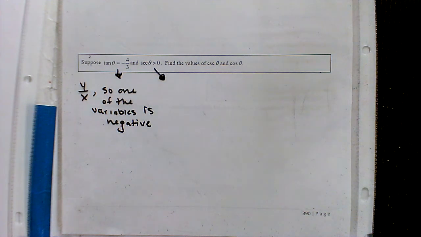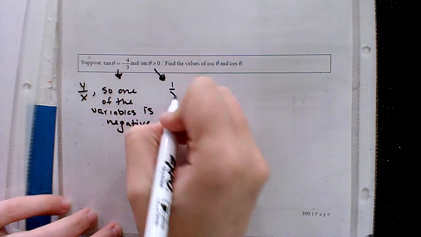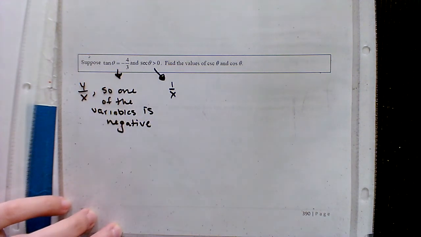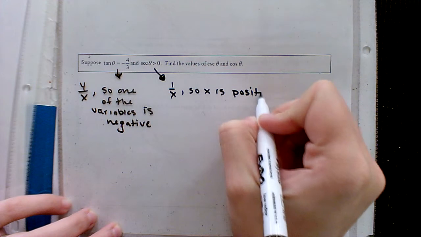How is secant related to x or y on the unit circle? Yeah? The adjacent, so it's the reciprocal of cosine, right? And how is cosine related to x or y on the unit circle? Yeah? It would be the reciprocal of x. Good. So 1 over x. We want this fraction to be positive, okay, greater than 0. So the only variable in that fraction is the x. So x is positive.